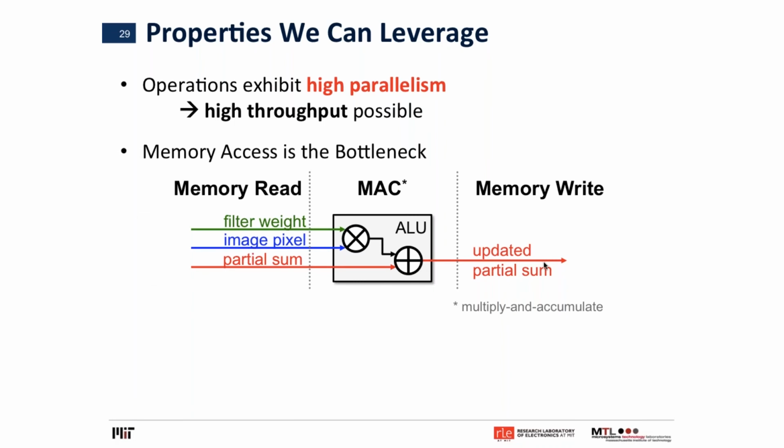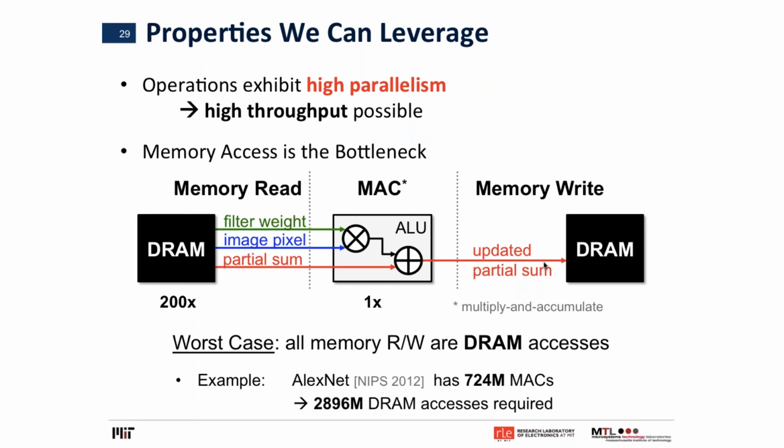Secondly, in terms of energy, accessing memory is much more energy costly than doing a computation. In the very worst case, you would access this data from an off-chip DRAM, and we're talking about orders of magnitude. In this case, we're looking at 200x more energy to access one piece of data from the DRAM than it is to do a multiply and accumulate on chip.